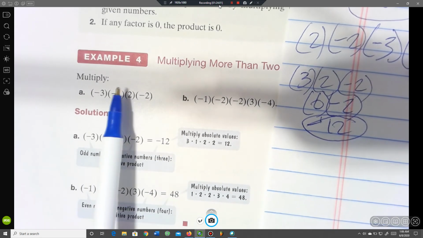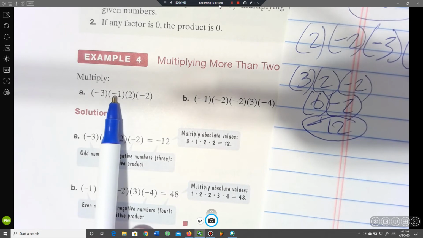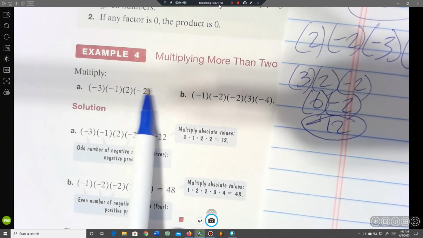Okay, let's go over here and check the signs. Just the sign. Negative times a negative gives you a positive. A positive times a positive gives you a positive. Positive times a negative gives you a negative. So then the answer should be a negative answer.